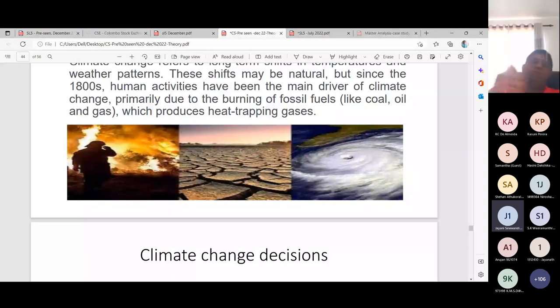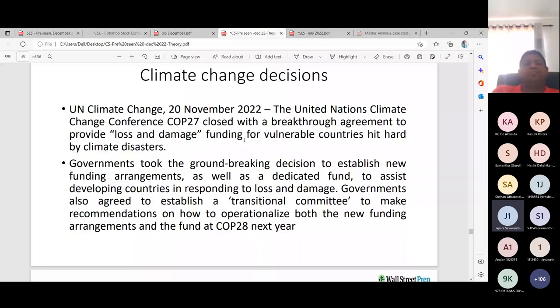Now, this is a very important one. You study this one, climate change decisions. There was a convention that took place on 20th November 2022. So, India, they took a very important decision. What decision did they take? They agreed to provide loss and damage funding for vulnerable countries hit hard by climate disasters. They established a fund to help some countries which are affected by this climate change.